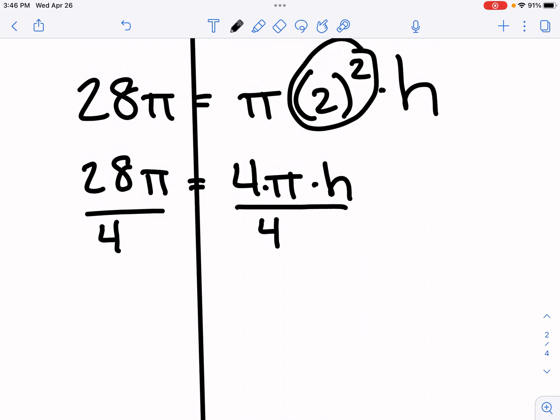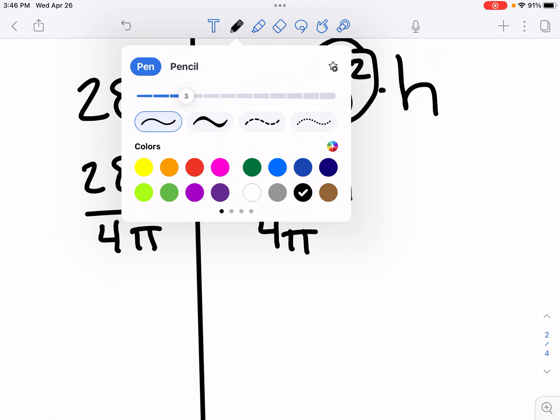But I'm going to try to be efficient here also. Pi is also just a number. It may seem it is a variable in that it represents a value, but it's not a variable in the sense that it's not an unknown value. We know that that's 3.14. So pi is just a number. So instead of just dividing by 4, I'm actually going to divide both sides by 4 pi. And we'll see in a second why we're doing that, making our life a little bit easier here.